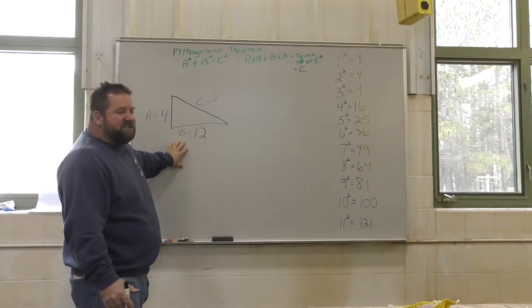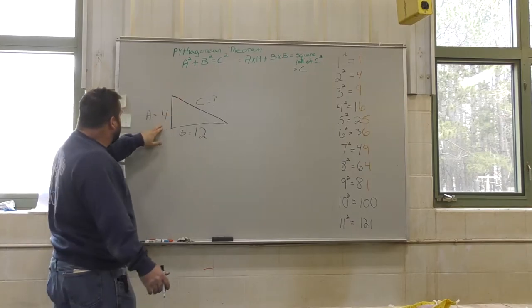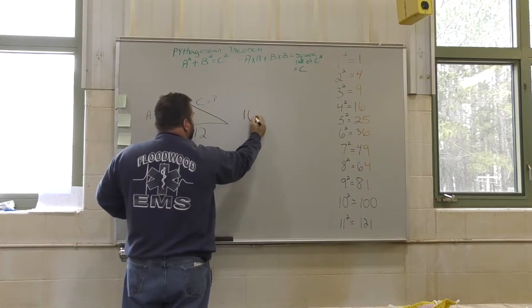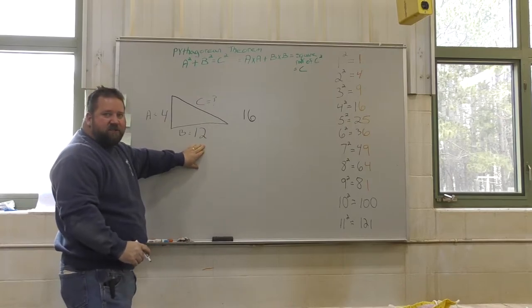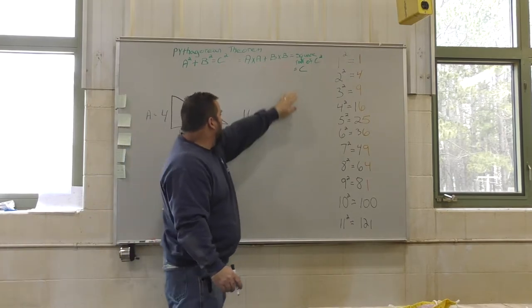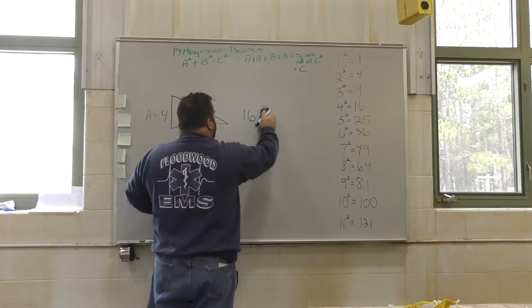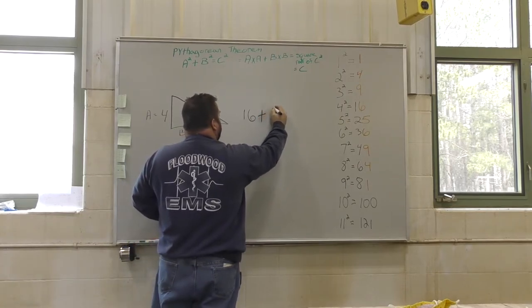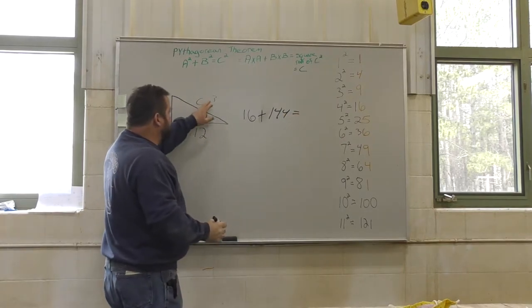And to be able to find out what C is, we have to do the Pythagorean theorem. So we have to take 4, and we have to square it. So 4 squared, so 4 times 4, that equals 16. Then we have to add it to 12 squared. Again, 12 is our B, so we go 12 times 12, that equals 144. I put an equal sign there, I wanted a plus sign. So we're going 16 plus 144. And that's going to give us C squared.